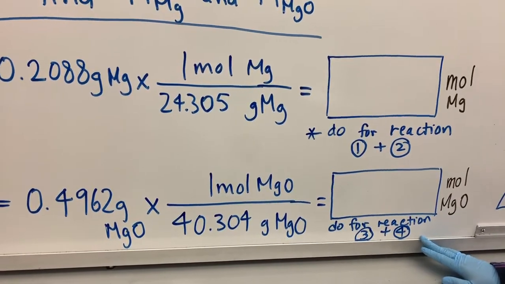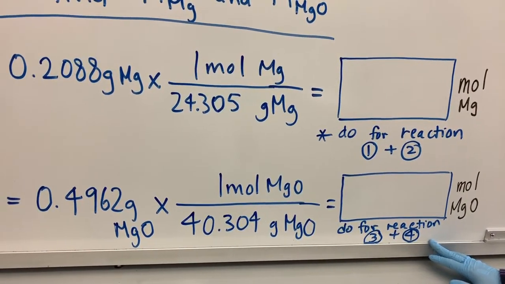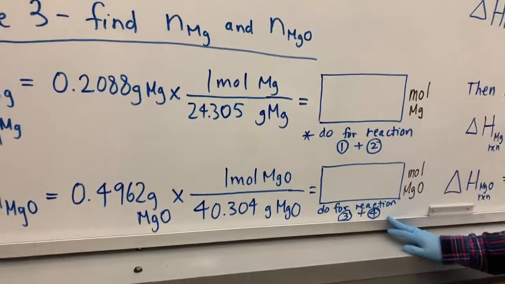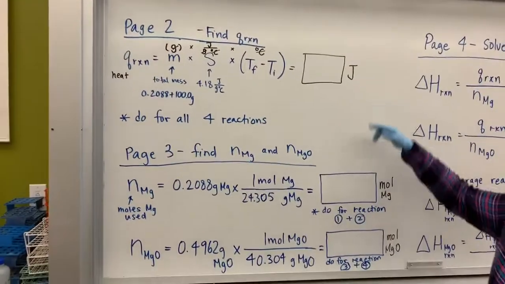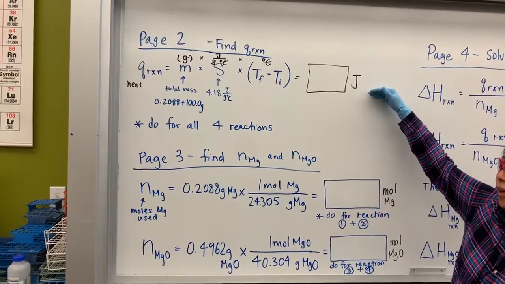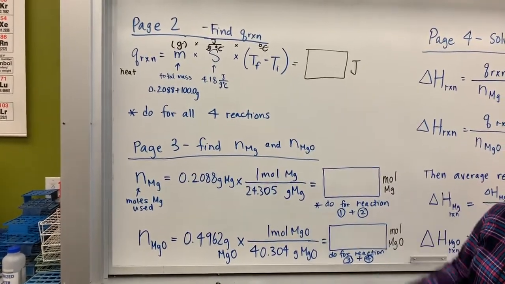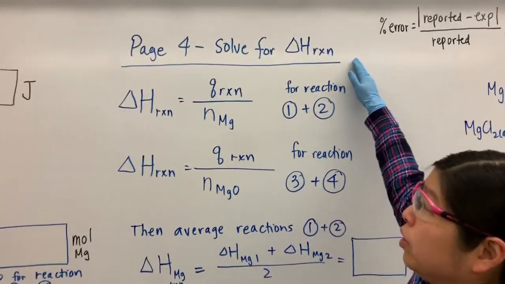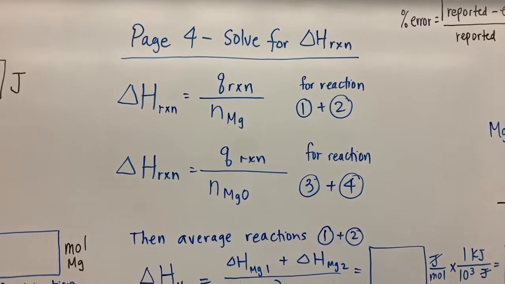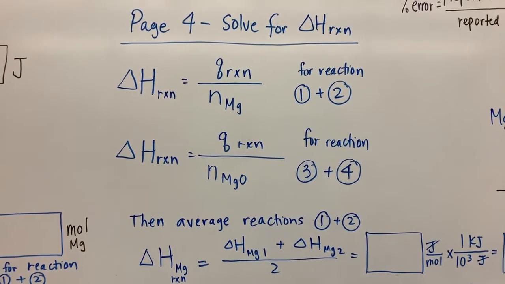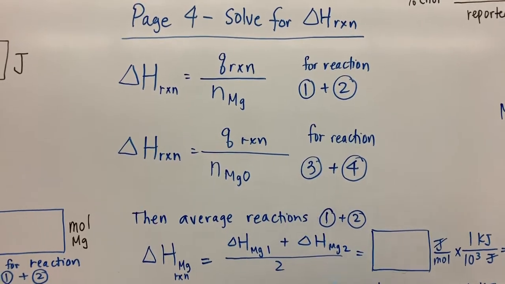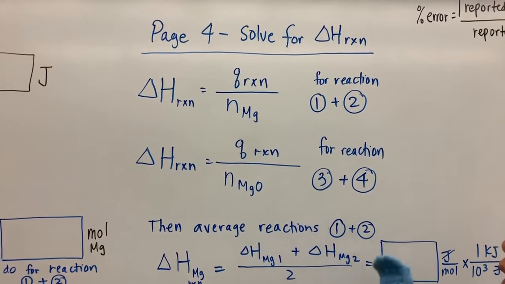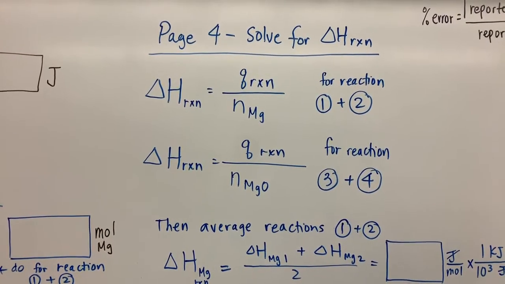Obviously, you're going to use the various masses of magnesium oxide from your previous page. Okay? So now, if you take a step back, you're looking at this. Page 2 gives you the Q of the reaction, the heat. Page 3 gives you the moles. Okay? Page 4 asks you to solve for the heat of the reaction. And again, you're going to do this for each one of the trials that we've done. And the heat of the reaction is basically how much heat is released per mole. Okay? Because the heat that you calculated before was not per mole, it was for 0.2088 grams of magnesium, for example.